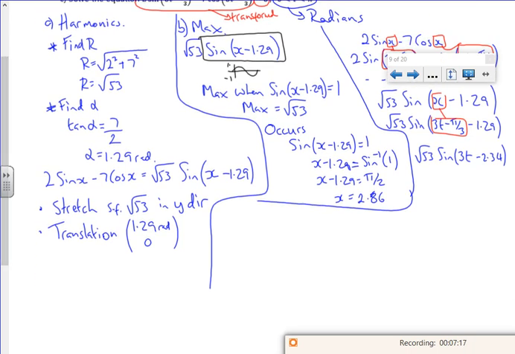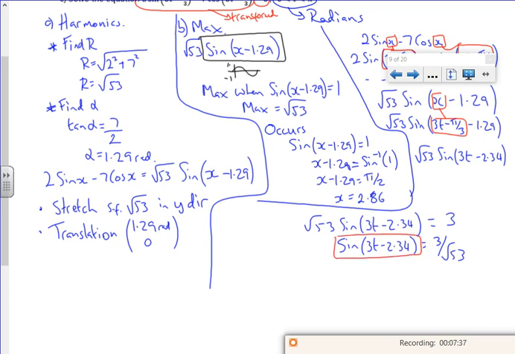So this is part C continued. So it's root 53 sine of 3t minus 2.34 is equal to 3. So I'm going to solve this. Sine of 3t minus 2.34 is equal to 3 over root 53. So I could graph sine of 3x minus 2.34 and 3 over root 53 on my calculator in radians and just read the values out. That's what I can do, and that's what I am going to do to make it easier. I'm just going to pause while I put the calculator on and I'll put the equation in.